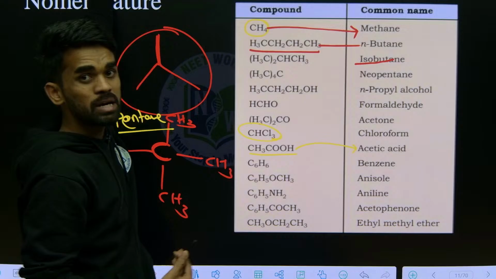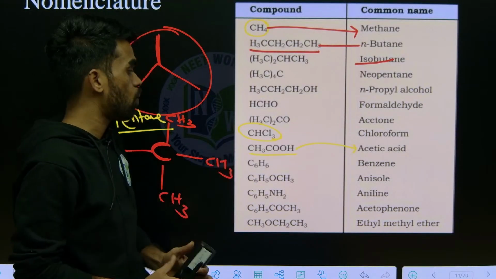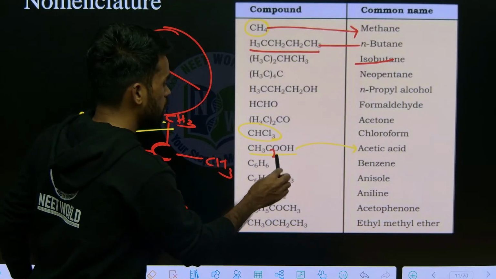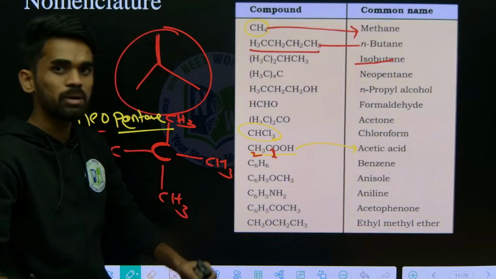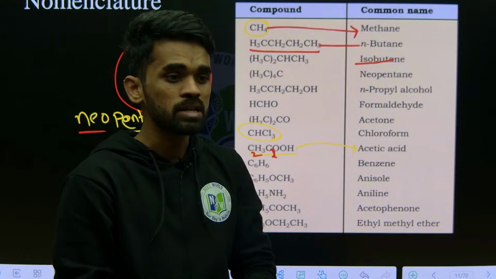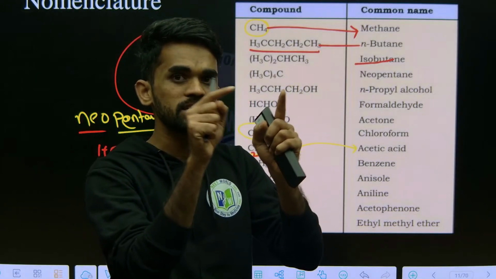Okay, now like that we have different names, like CHCl3 is chloroform, CH3COOH is acetic acid, which comes from acetum, that is nothing but vinegar. So therefore its common name is acetic acid. Now what is the IUPAC name of this acetic acid? See, there are 2 carbons here. Simply we can say ethanoic acid. So now everyone can identify that ethanoic acid means CH3COOH.